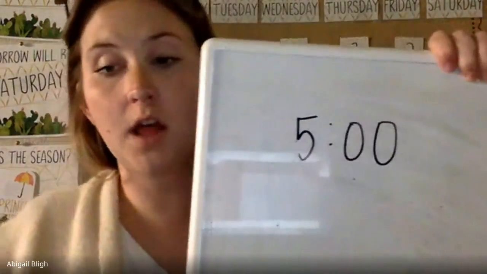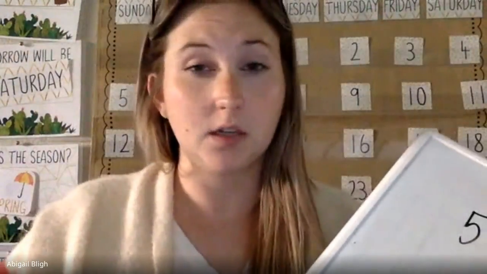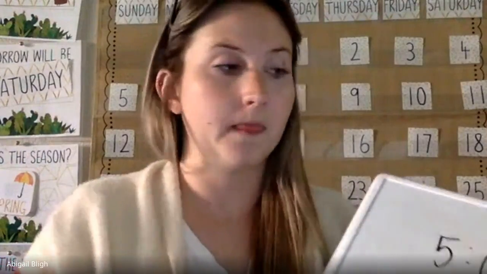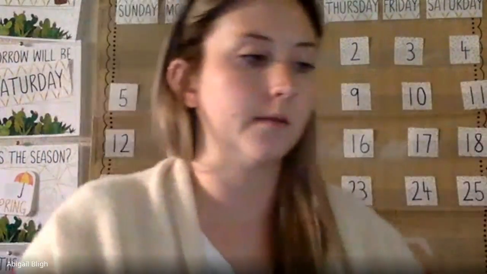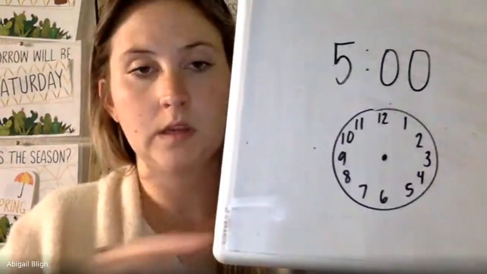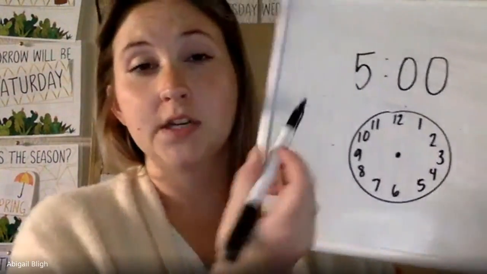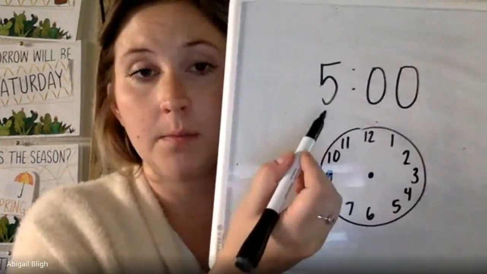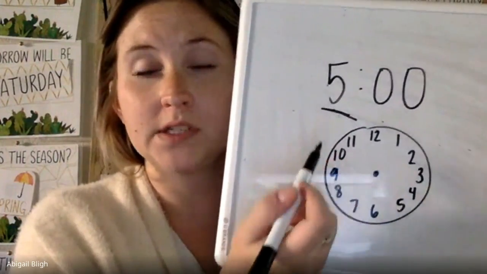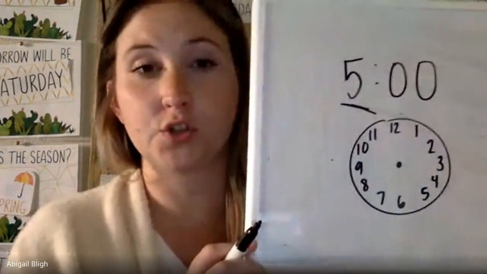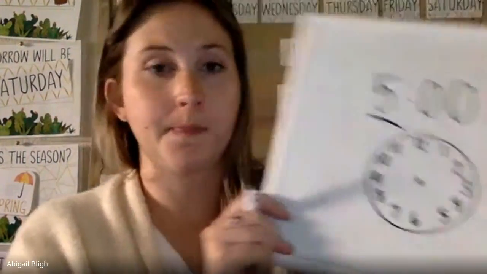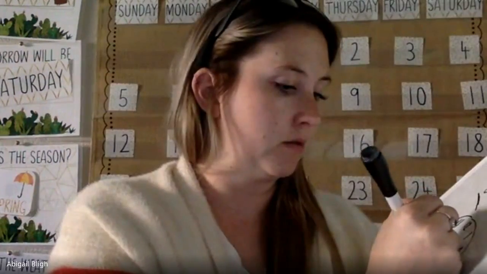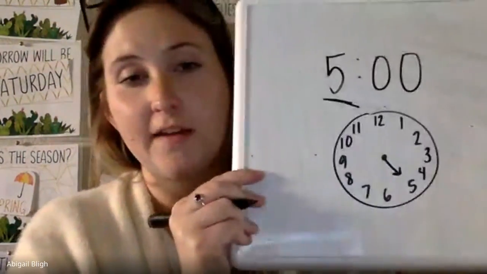Drawing hands on a clock. So if my paper says 5 o'clock, it's going to give me a blank clock. So if I were to draw 5 o'clock, I'm first going to draw my short arrow. I'm going to draw my small hand for this first number here. I always start with the short hand. So the short hand says 5, and that's going to point to the 5.